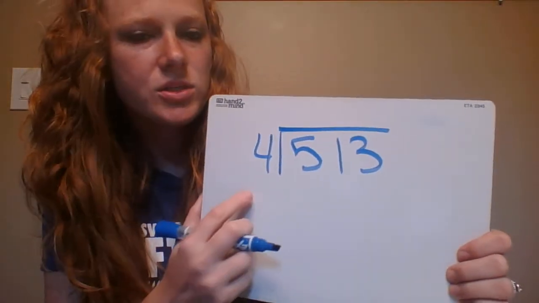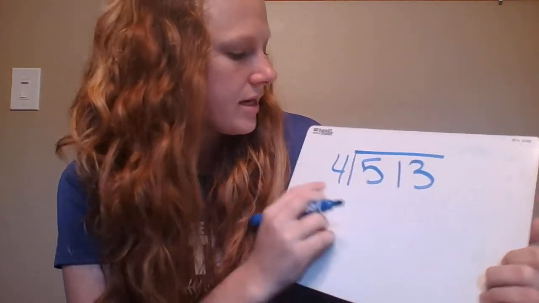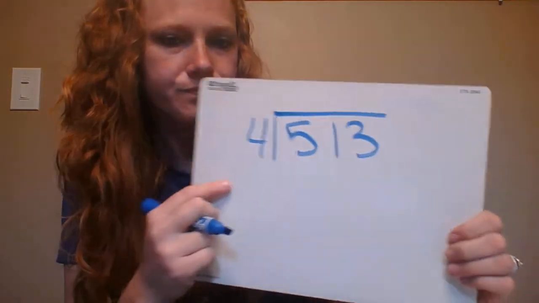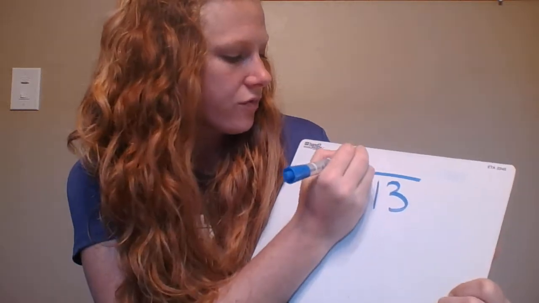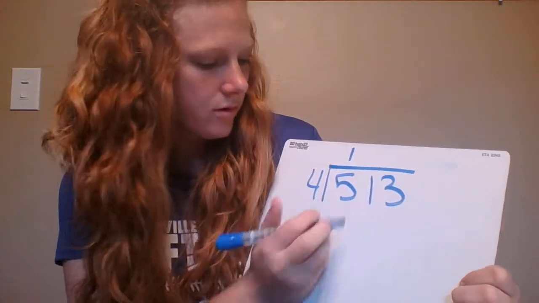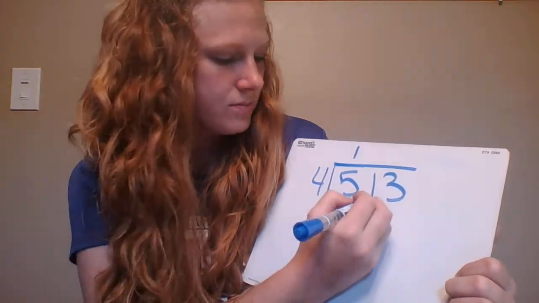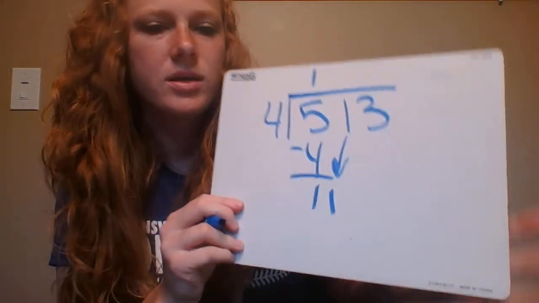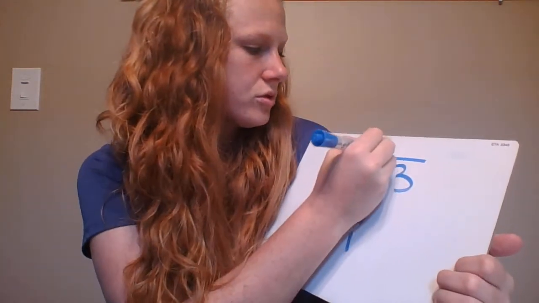And our last problem that we will be doing together is 513 divided by 4. So that would be 513 dividido de 4. First we see how many times 4 can go into 5. 4 can go into 5 one time. 1 times 4 is 4. We subtract, we get 1. Next we must bring down our next number, which is 1, so it makes it 11. How many times can 4 go into 11?